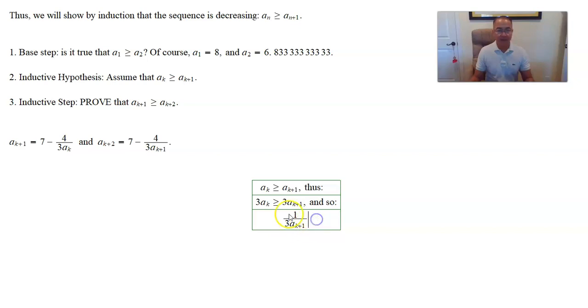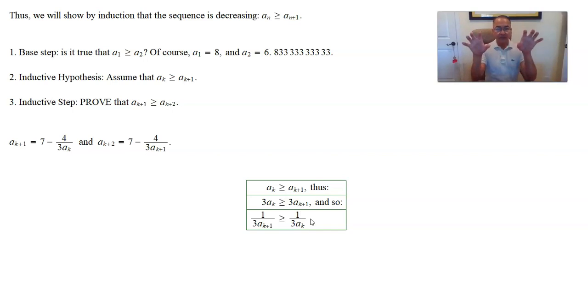See what I'm doing here? And on the right, we will have 1 over 3a sub k. So let me copy this one. It's easier to just change the numerator there. So it's basically zug-zug: 3a sub k plus 1 goes on the left, 3a sub k goes on the right. Again, this works because everything is positive. We can multiply both sides by the reciprocal of 3a sub k plus 1 and the reciprocal of 3a sub k.